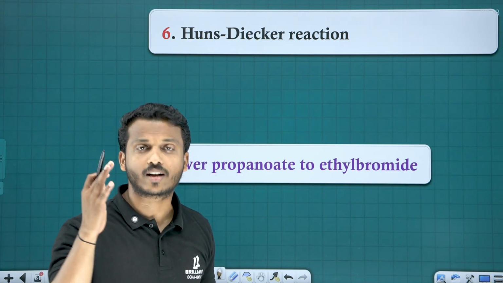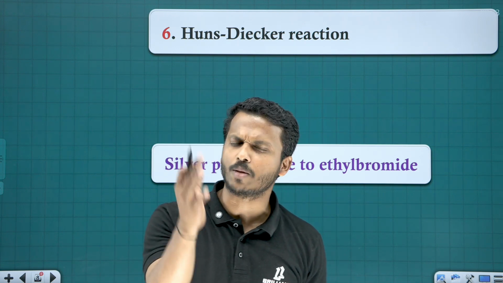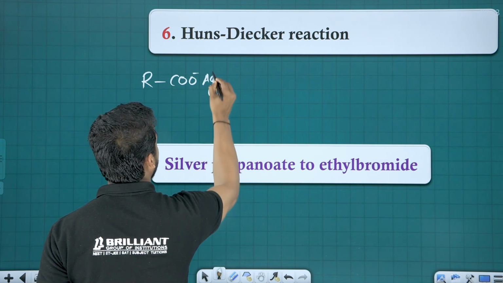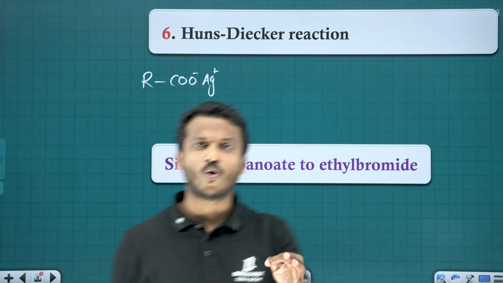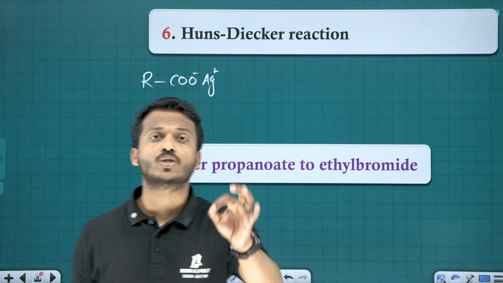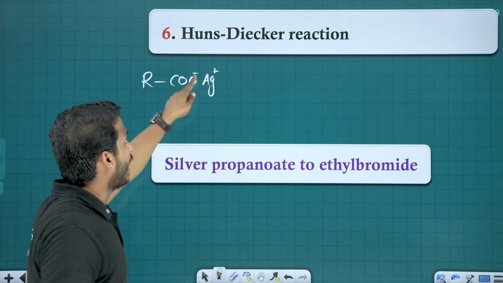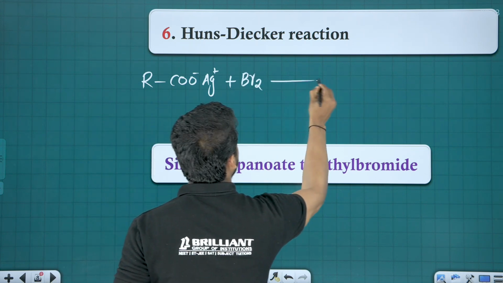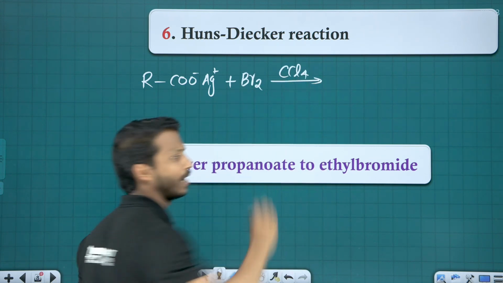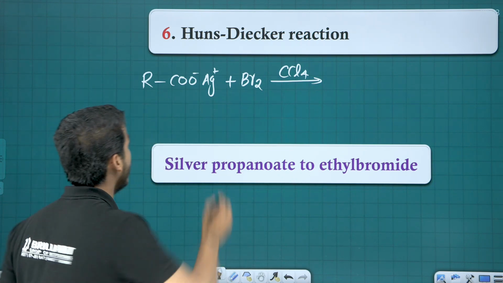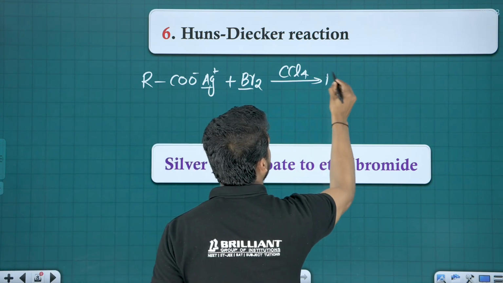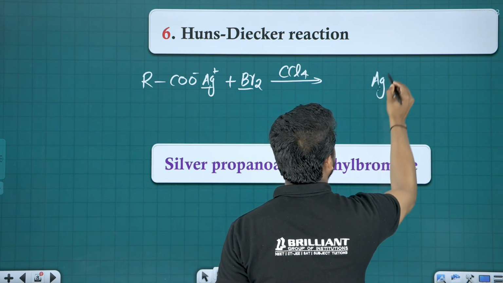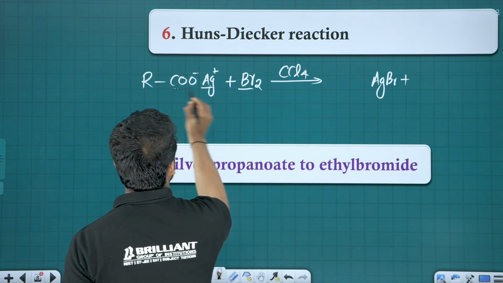What is Hunsdiecker reaction? A simple reaction. Let me take RCOOAg. What is that? You know, Ag is silver, right? Silver salt of a carboxylic acid. Take a silver salt of a carboxylic acid, react with bromine in presence of CCl4, carbon tetrachloride. Simple reaction, dear. 1 Ag combined with 1 Br, you will get a what? AgBr as a byproduct.